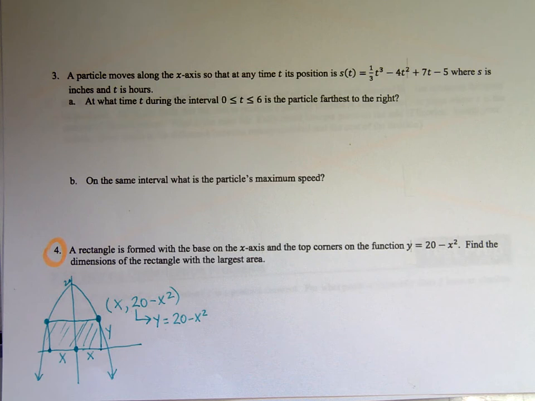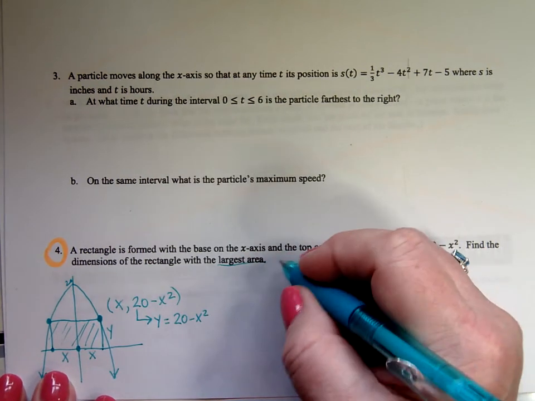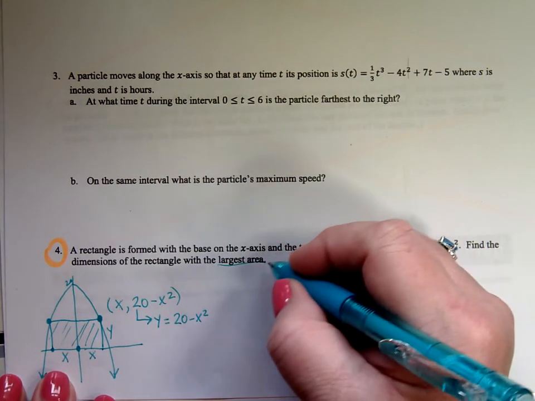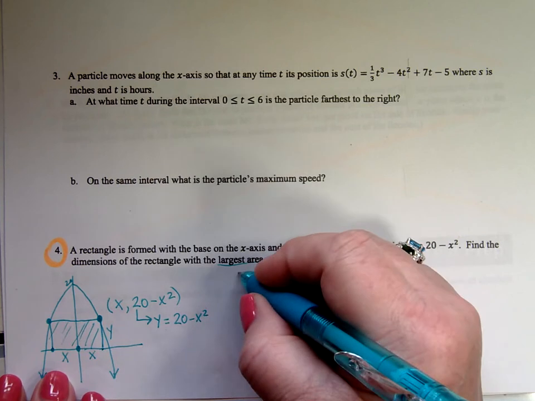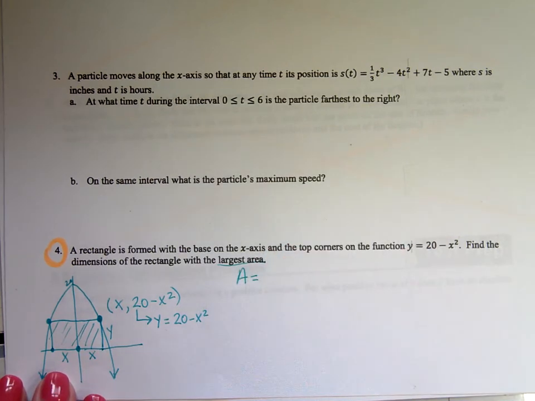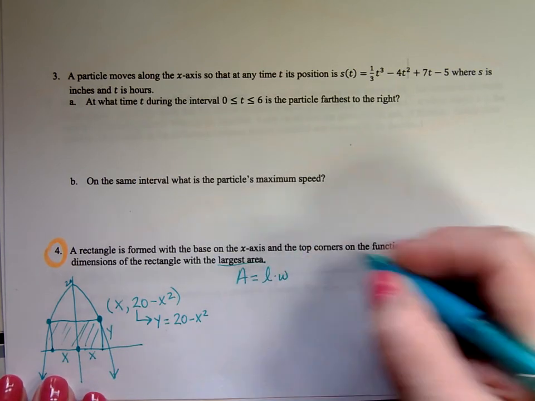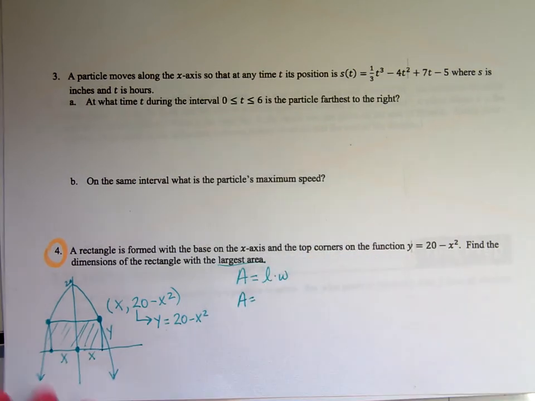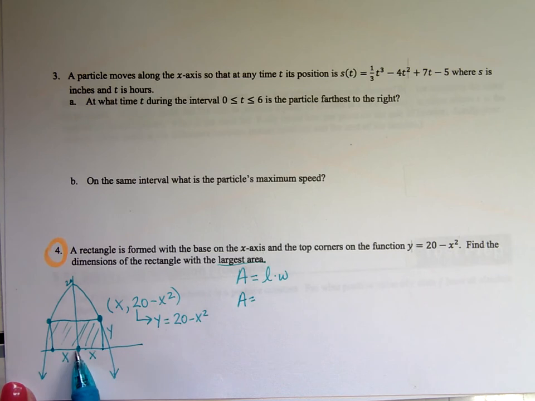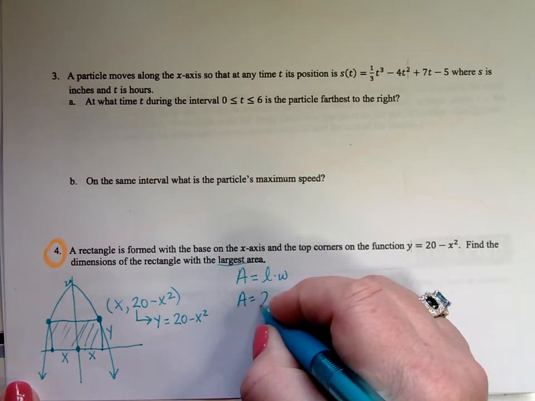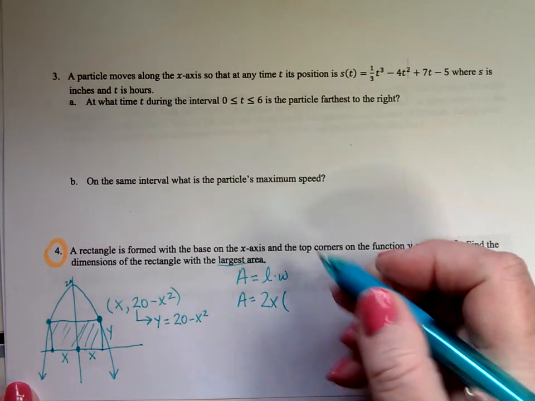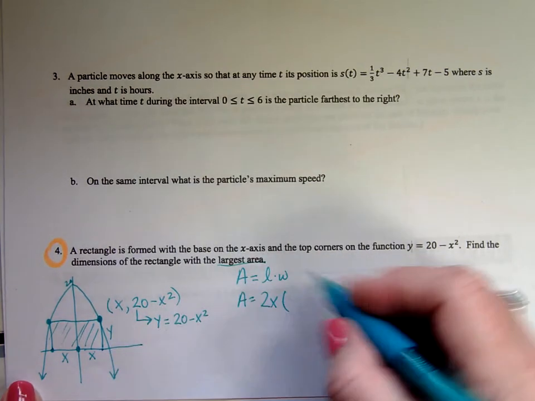So just in general, I'm trying to find the largest area. That means my maximum area, which means I'm finding the derivative of the area. So the area of a rectangle is length times width. In my case, the length is x and another x, 2x. And the width is the height, that's my 20 minus x squared.